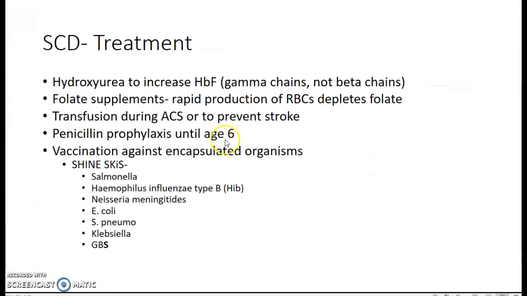So treatment of sickle cell disease: hydroxyurea increases hemoglobin F, so you get fewer of those damaged beta chains and more gamma chains. Folate supplements are important because sickle cell patients have such rapid turnover of red blood cells that you end up having low folate levels. You have to transfuse them if they have acute chest syndrome or if they're at high risk for stroke. Treat them with penicillin at a young age. Oftentimes they get treated with penicillin even longer, but at least through age 6 to prevent infection.